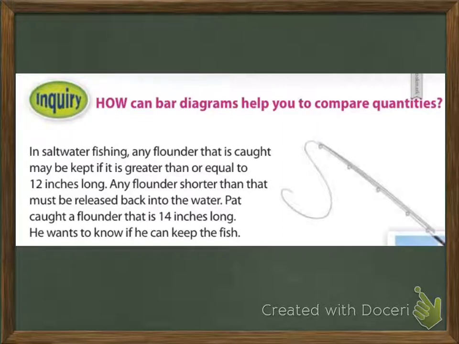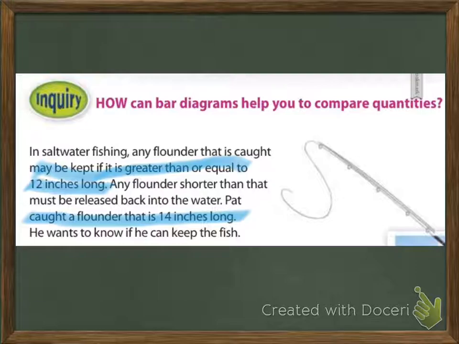Let's just point out some of the important things that are in here. Let me get my highlighter tool here. So some of the important things, it says that you may keep it if it is greater than or equal to 12 inches long. And he caught a flounder that's 14 inches long. Okay? If it's shorter than that, you're supposed to release it back into the water.